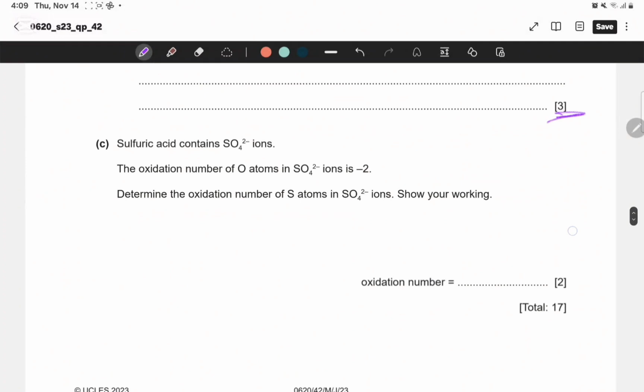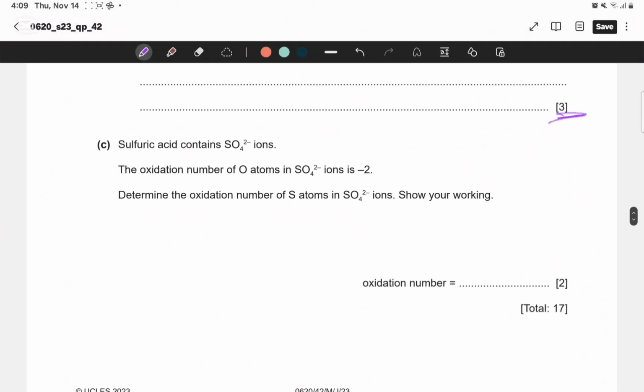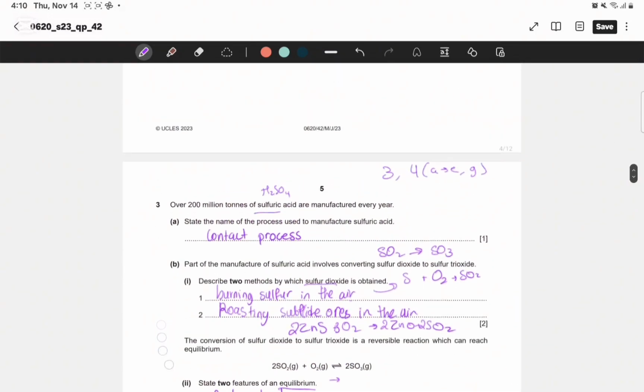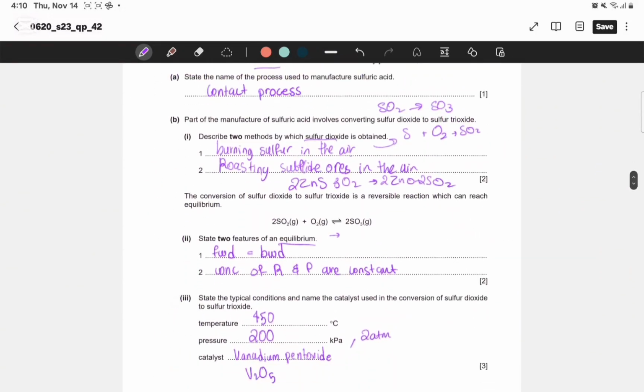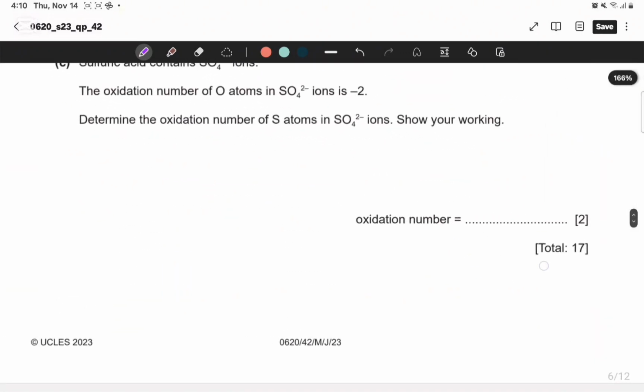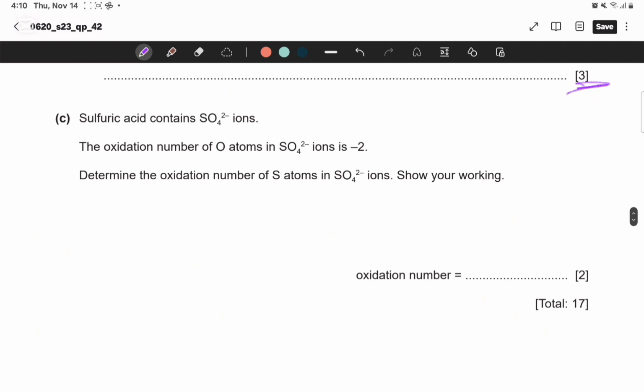Okay. Sulfuric acid contains SO4 2- ions. The oxidation number of S atoms in SO4 2- ions is what? Wait, is this coming? A to E, A, B, C, D. Wait. Okay, I checked how to solve this. It's pretty easy. So what you're gonna do is 4 times this up here, which is -2, which would be -8. So then you're gonna do -8. Wait, again, let's try it again.